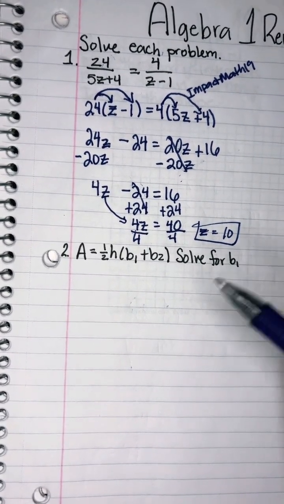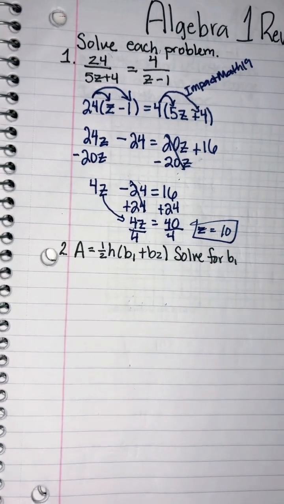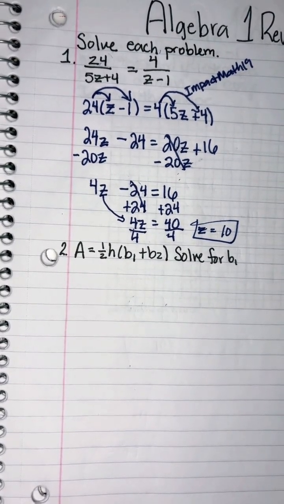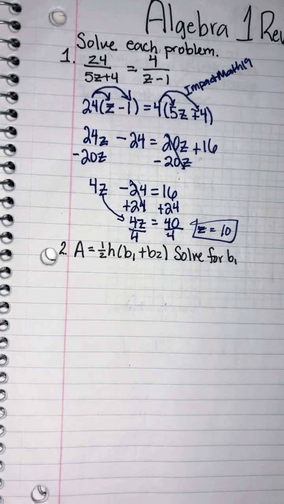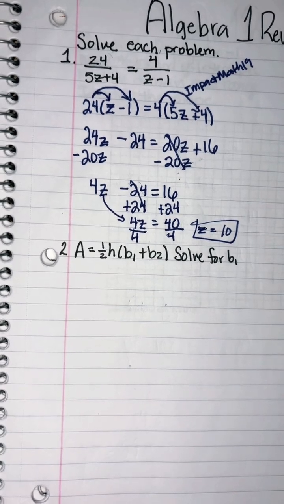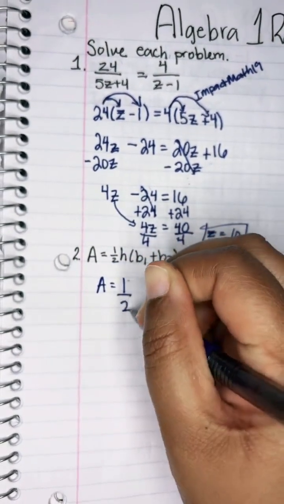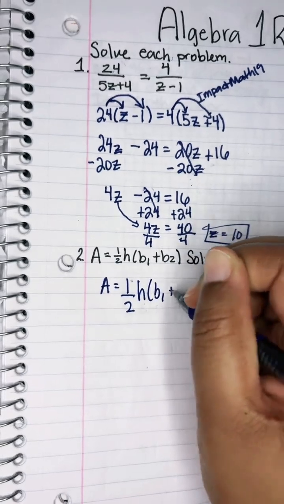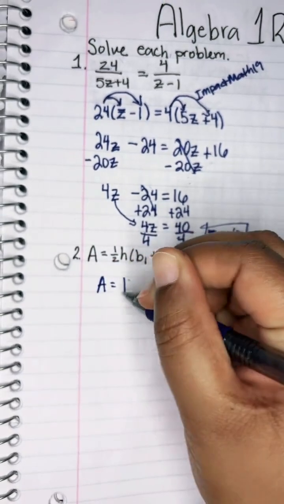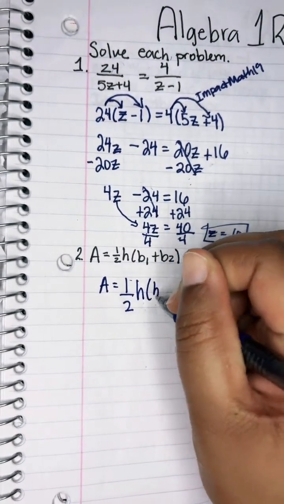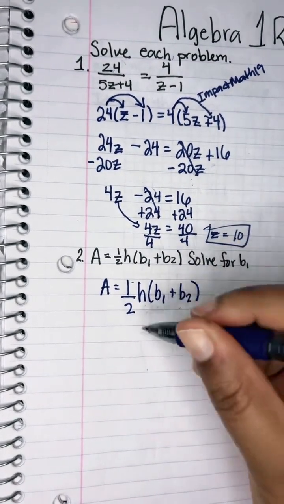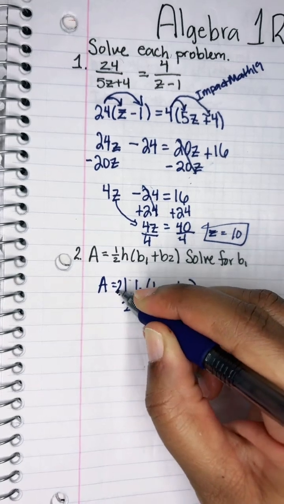So does anybody know how we can get rid of this 2? Multiply. Beautiful, Sarah. Yes. We're going to multiply. So I'm going to rewrite it so we have space. A equals 1/2 H B1 plus B2. So what we can do is we can multiply here by 2.